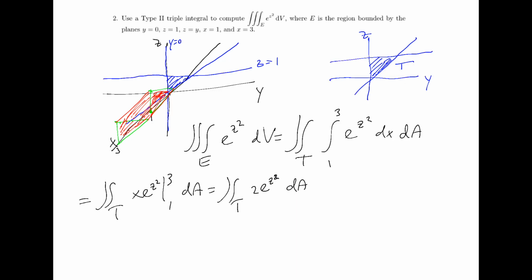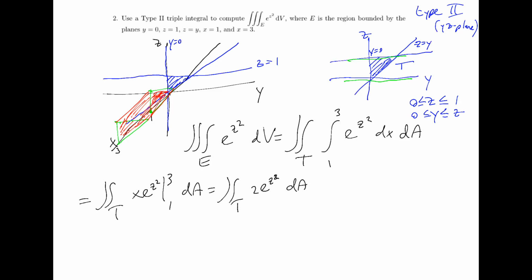Let's write this down. Type 2, and remember this is the yz plane. So first we need to figure out what the bounds for z are. Well, we can see that z goes between 0 and 1. So z is between 0 and 1. And then for y, this is the start curve, where y equals 0, and this is the end curve, where y equals z, right? Because z equals y. This is the curve z equals y, and this is the curve y equals 0. So y is from the start curve, which is 0, to the end curve, which is z.